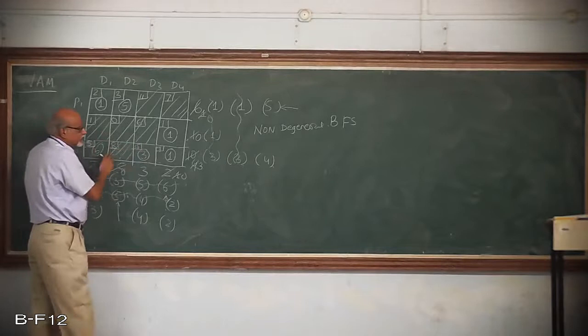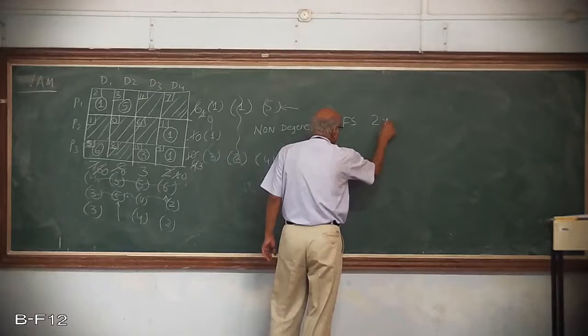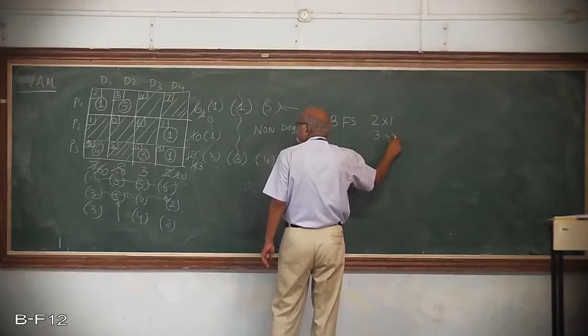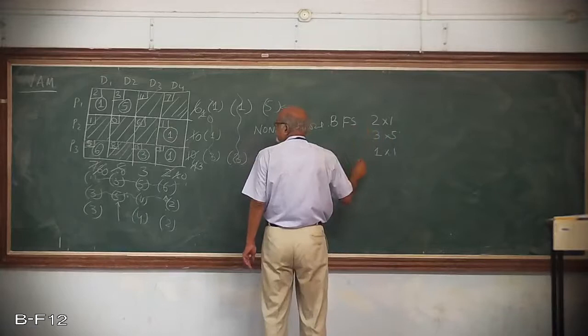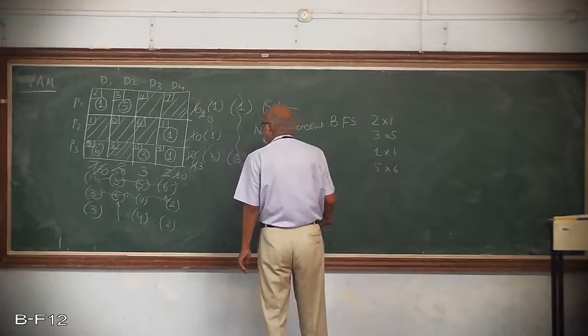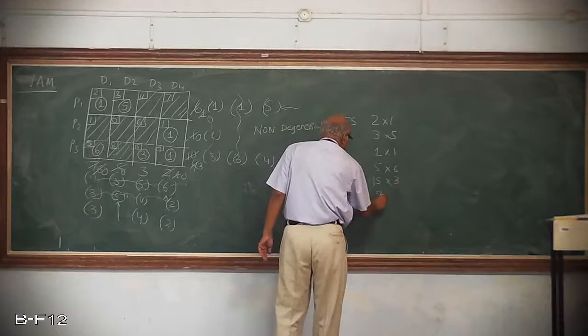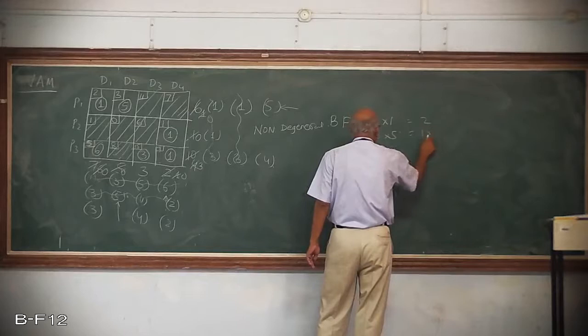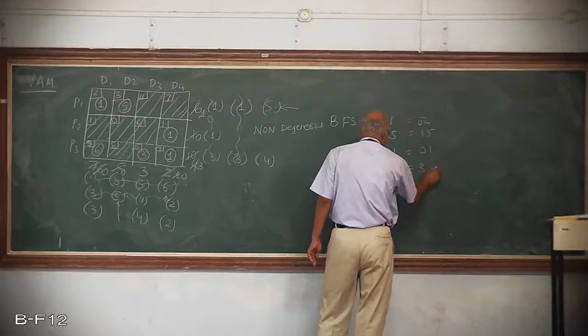Having done that, let us find out what is going to be the total cost. Okay, that is 2 into 1 plus 3 into 5, 1 into 1, 5 into 6, 15 into 3, and 9 into 1. So this is 2, 15, 1, 30, 45, 9.